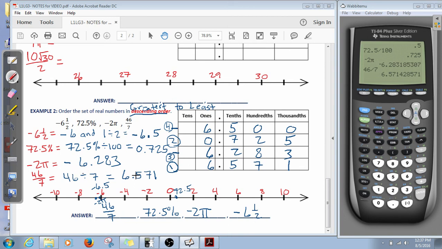And lastly, 46/7 would be between 6 and 7, so about here. I think using a number line is crucial. There are going to be some questions like that, probably on the STAAR, about trying to put some radicals in the right spot. But anyway, this is the most important thing, being able to put them in order.